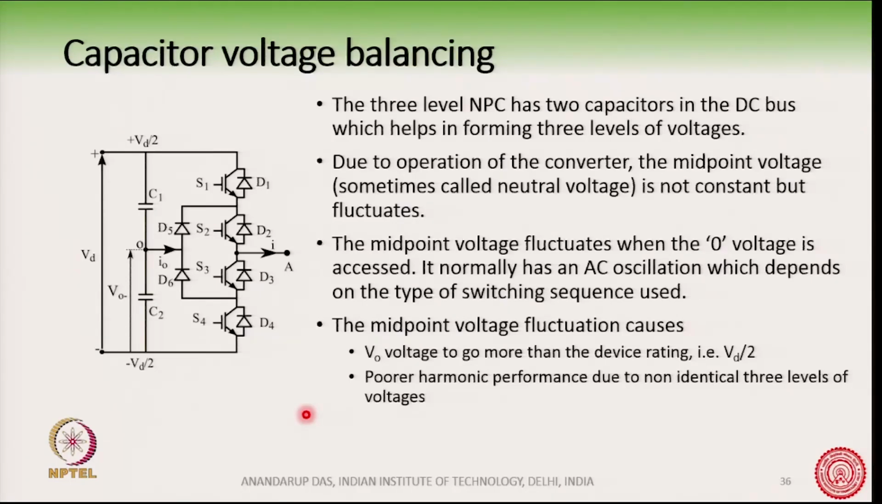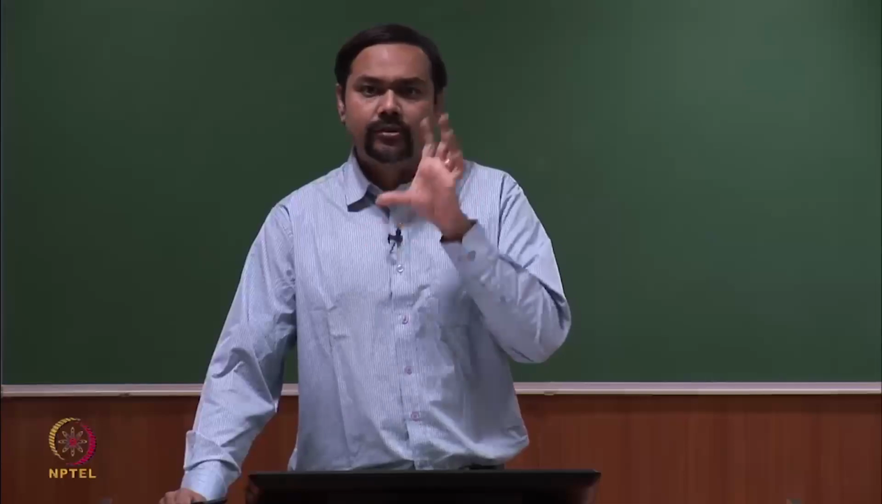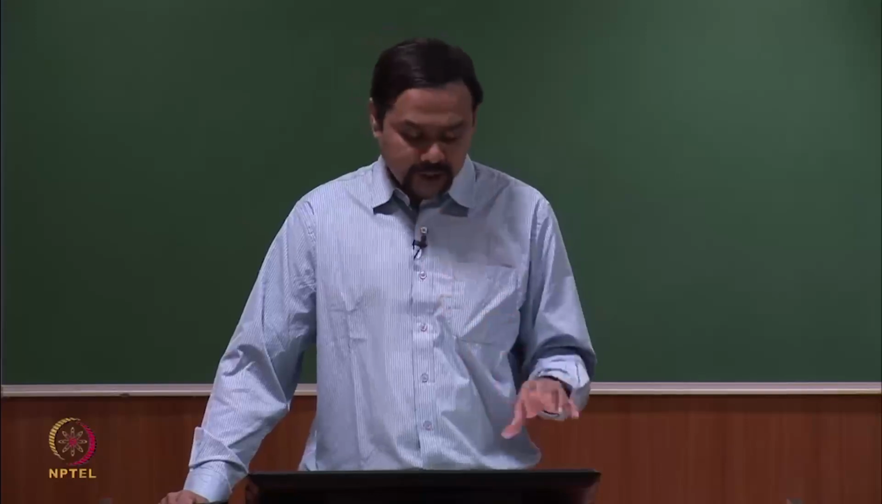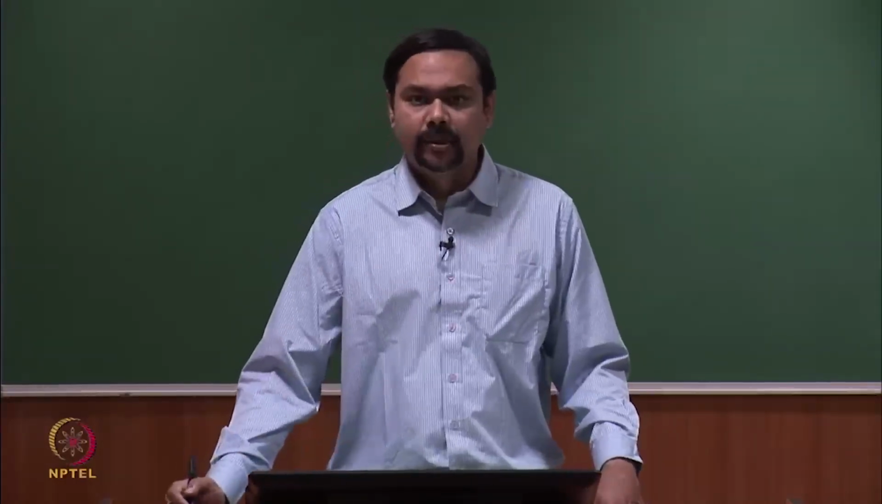And also, if the midpoint voltage is fluctuating, then the harmonic performance gets degraded, because we expect 3 levels of voltage, and these 3 levels should be distinct and equal: plus Vd by 2, minus Vd by 2 and 0. Those Vd by 2 levels should be equal in magnitude, then only we get all the symmetries of the waveforms and a very good harmonic performance. However, if the DC bus voltages are unequal, then we get poorer harmonic performance, especially lower order harmonics can come into the voltage, which is not desirable.